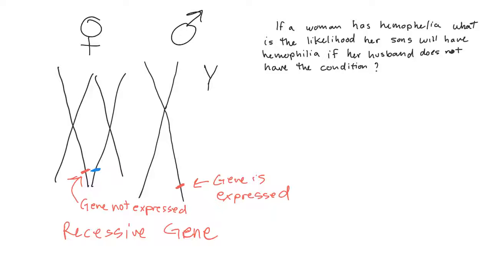Hemophilia is a blood disorder where you can't stop bleeding. They don't have the clotting factors because of certain genes that are missing. It's found on the X chromosome. So it has different inheritance patterns based on whether you're male or female. So if a woman has hemophilia, what is the likelihood her sons will have hemophilia if her husband does not have the condition? So the first thing we'll do is talk about notation.